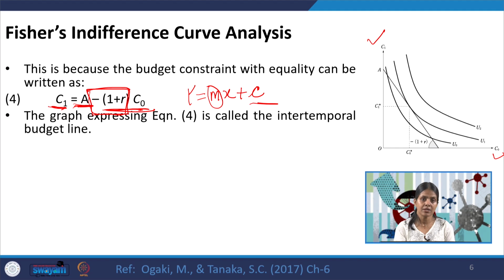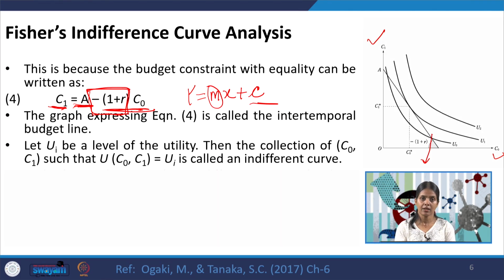The graph expressing equation 4 is called the intertemporal budget line. Let U1 be a level of utility, then the collection of (C0, C1) such that U(C0, C1) equals U1 is called an indifference curve. At each point of time, the total utility depends on consumption in both periods.